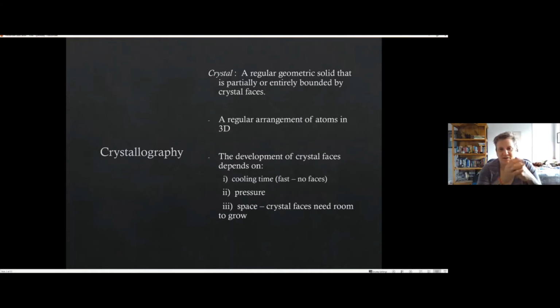What people say, they see a nice, quote unquote, crystal, something like this that's euhedral, and they say that's a crystal. Well, if I bash this up and turn it into powder, it's still a crystal, because the term crystal actually only means it's a regular geometric solid that is partially or entirely bound by crystal phases.